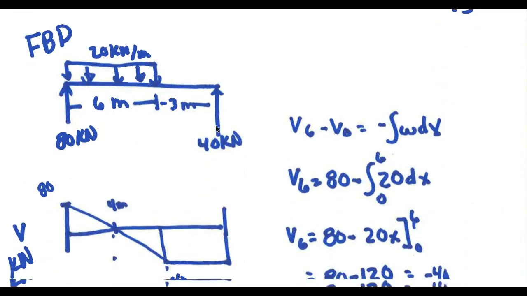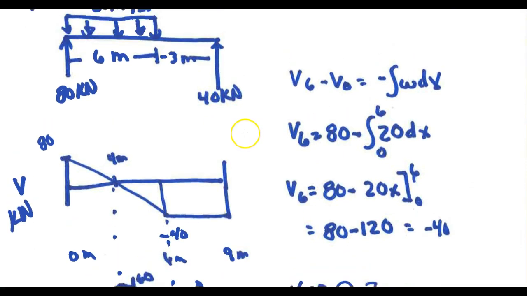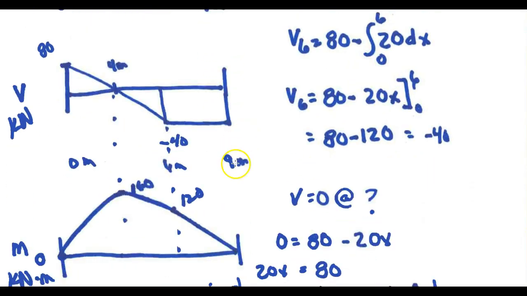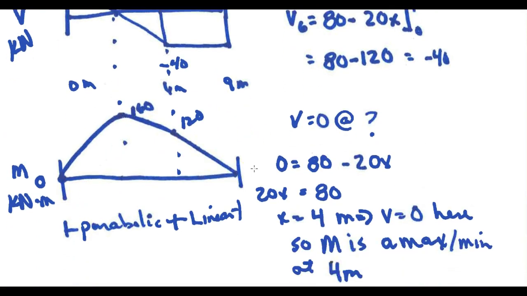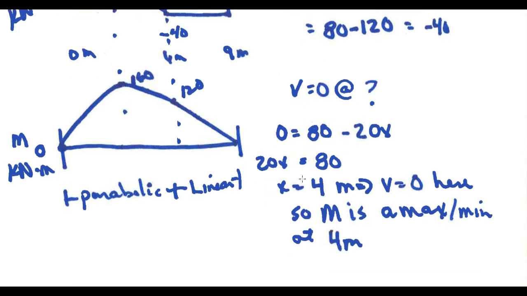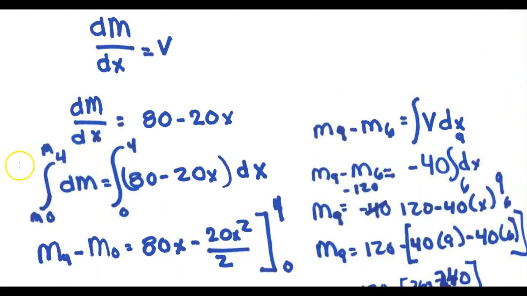All right, so I just redid it here in a little bit nicer fashion. The next thing I want to do is determine the moment. I'm going to use the same idea. I now have a function for v, and I know that dM/dx is equal to v. So dM/dx is equal to that function, 80 minus 20x. I separate this equation and take the integral of both sides.